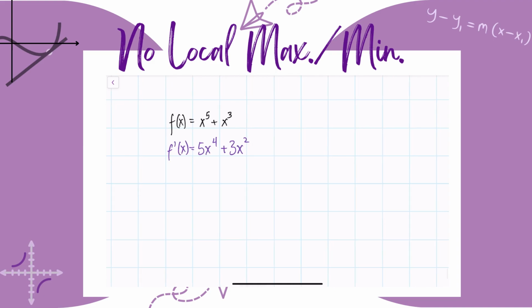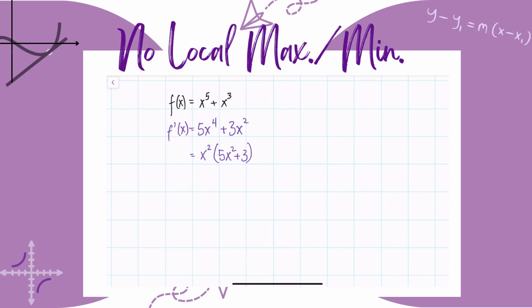And after, we need to figure out, well, what are the x values? So I'm going to factor this out. And when I do factor this out, I could take x to the power of 2 in common, and I am left with 5x squared plus 3. Over here, now I have an x value, which is going to be 0. And I have another x value, which does not exist.